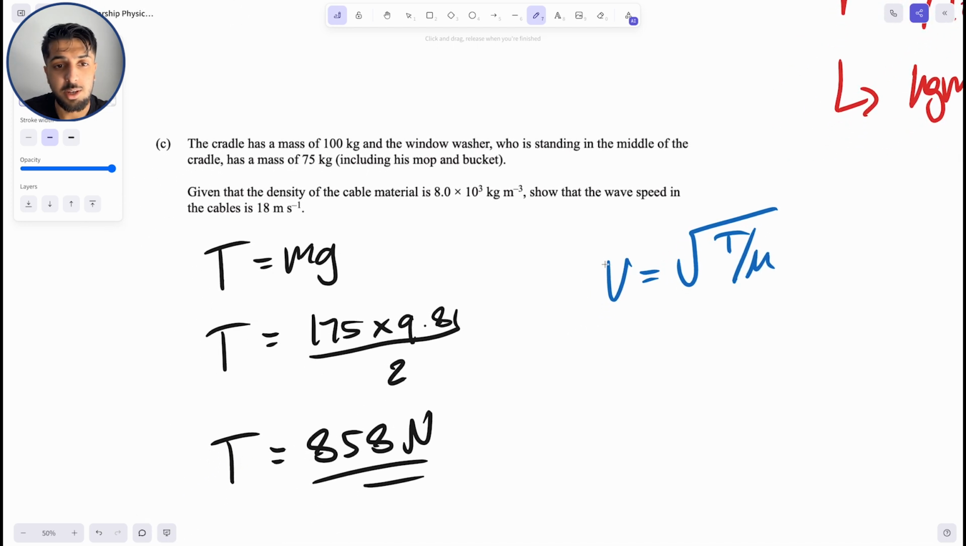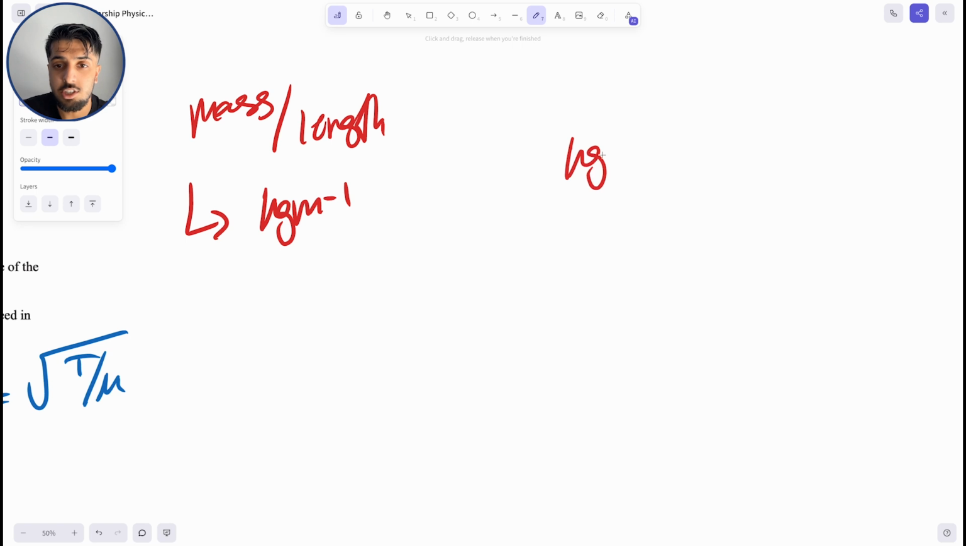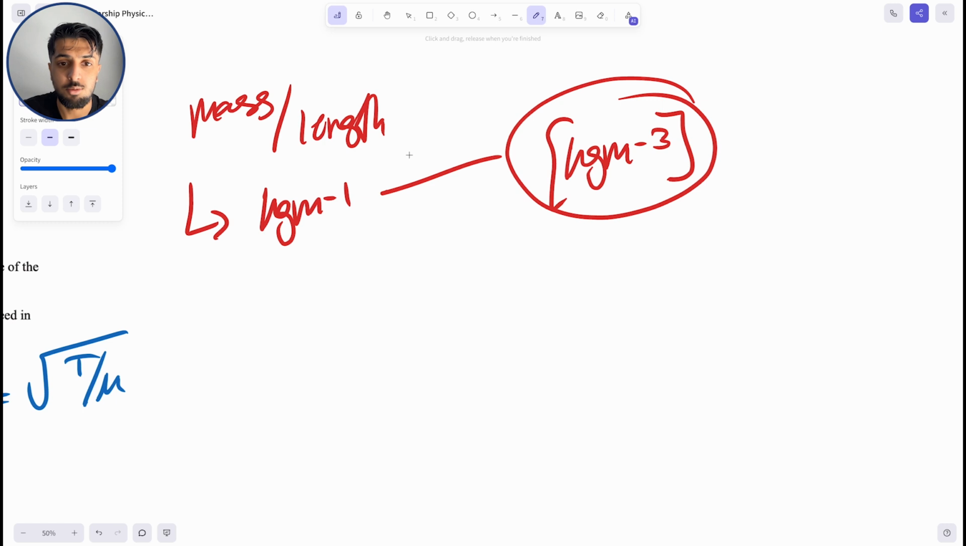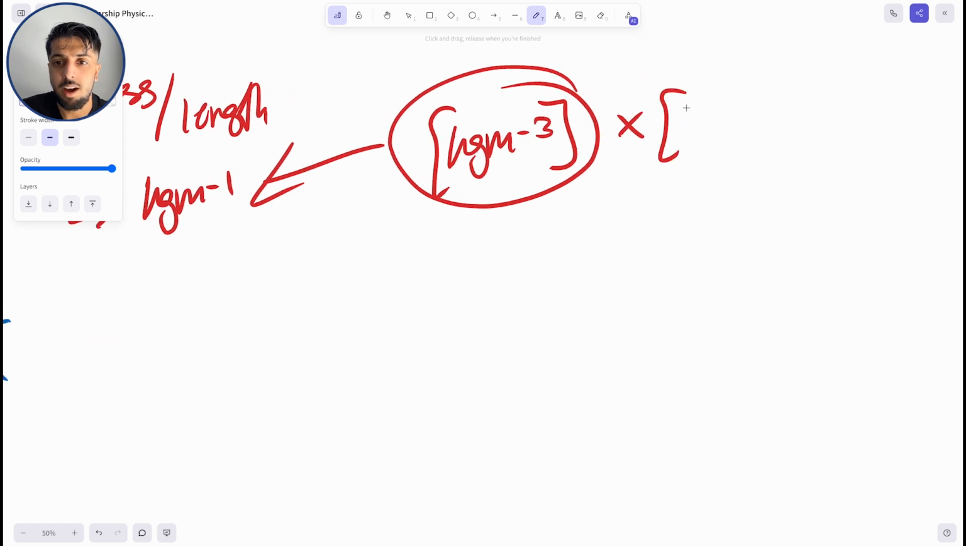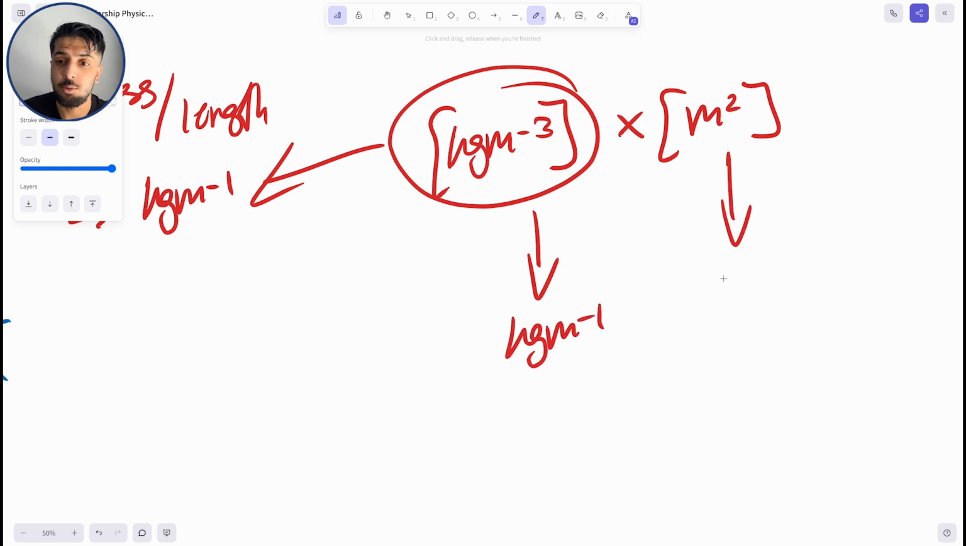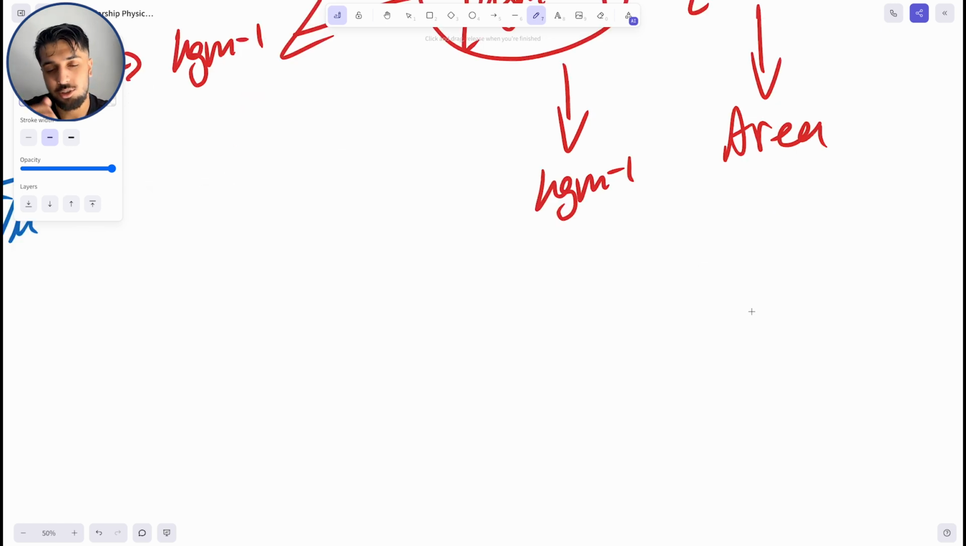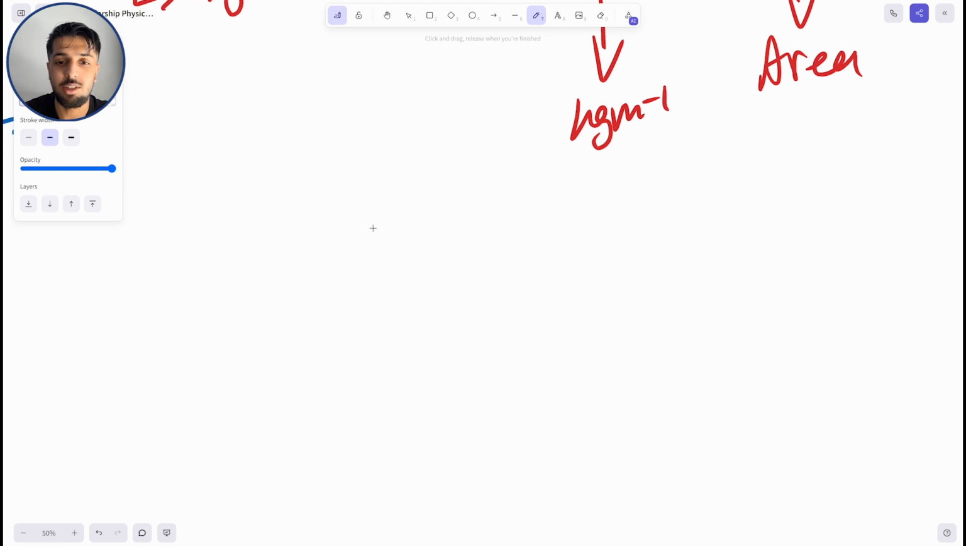Now, looking at the information that's given to us, we can see that we have the density. The units for density is kgs per meter cubed. And therefore, in order to make this into this, we need to times it by meters squared. As you can see, that will make it equal to kgs per meter. So we know that meters squared is just area, and so we need to find the area of the cable. So if we cut the cable in half, we can find the cross-sectional area of that cable. Now, we know cables are circular, and so the cross-sectional area of the cable is going to be the area of a circle, which is pi r squared.